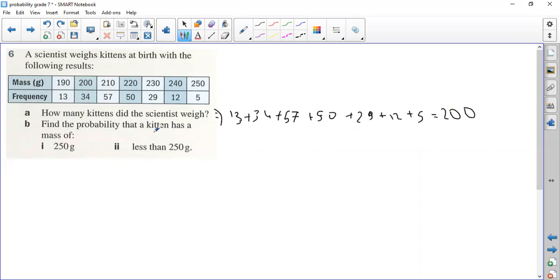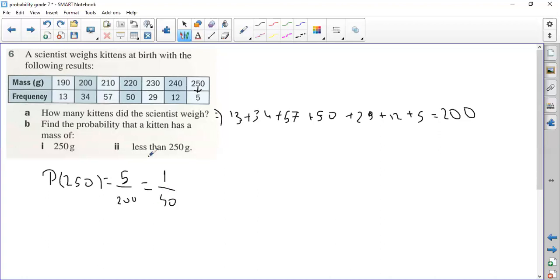Find the probability that the kitten has a mass of 250 grams. So there are 5 kittens with 250 grams. So the probability for 250 grams will be 5 over the total, which is 200. If you simplify with 5, it will be 1 over 40.